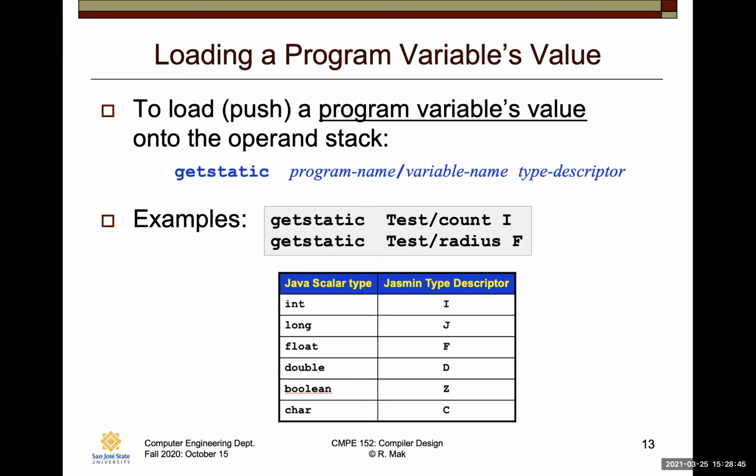Now you notice that to refer to the variable, you have to say the name of the program, slash, and then the name of the variable. Assuming the name of your program was test, then you say test/count, and then you have to specify the data type of the variable. If count is an integer, we put a capital I here, and if radius is a float, we put a capital F here. Okay, there we go. And here's that little table again.